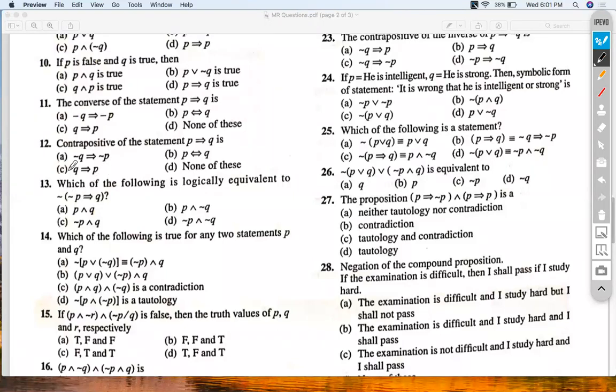12th one, right? 12th one, yeah. Correct. A. This is the counter one. By the way, when you're writing, write the question number and your answer, so that I know which one you're answering. Okay, sir. Next, which of the following is logically negation of P implies P? One second, sir.